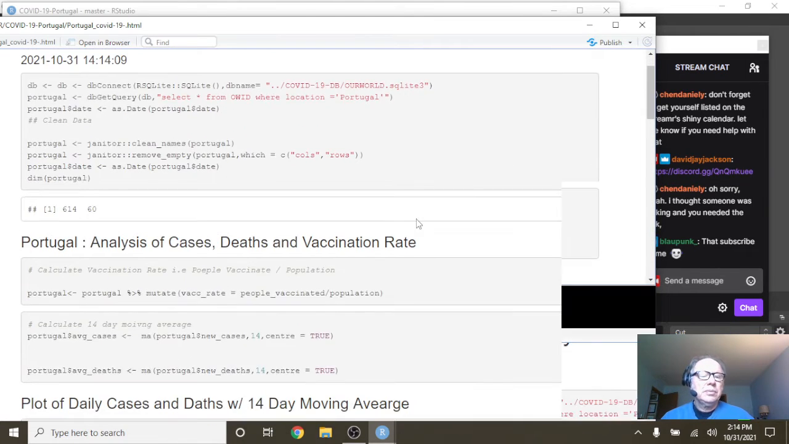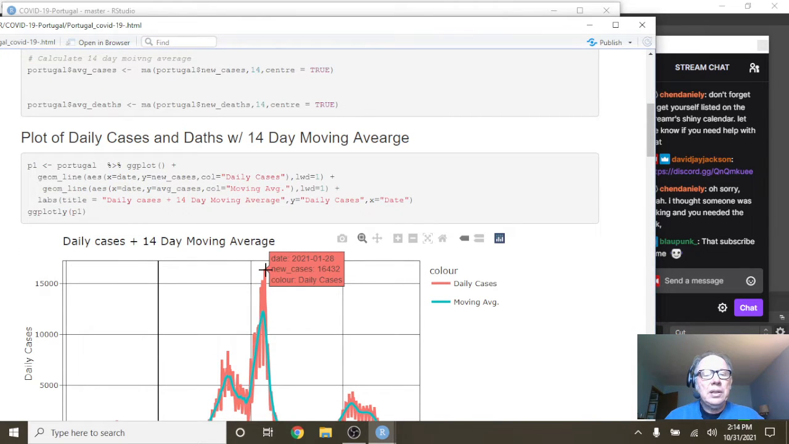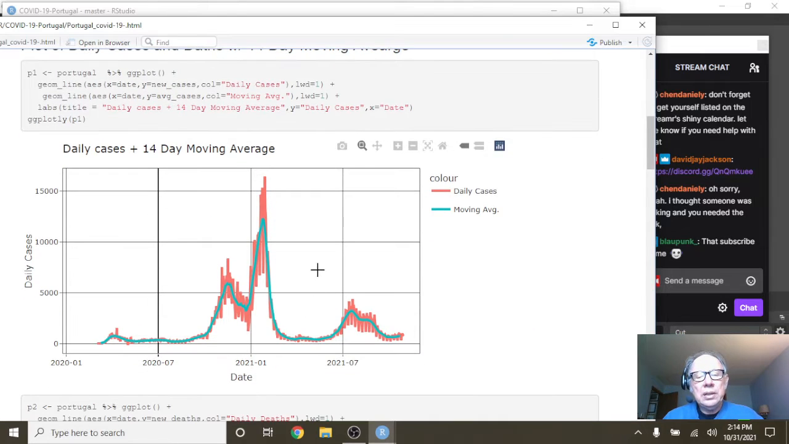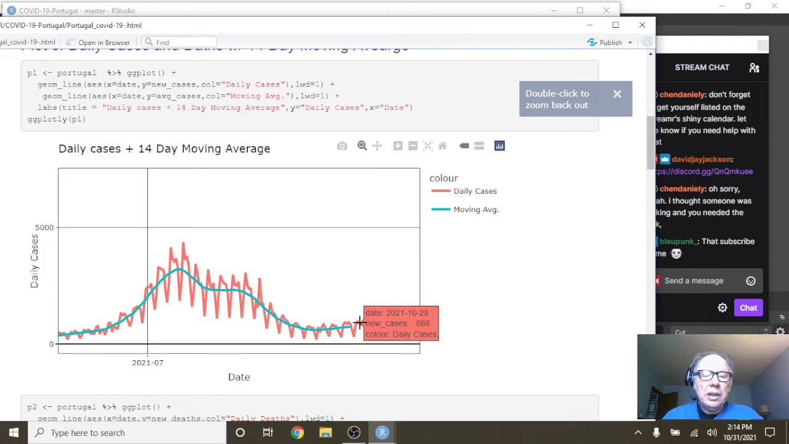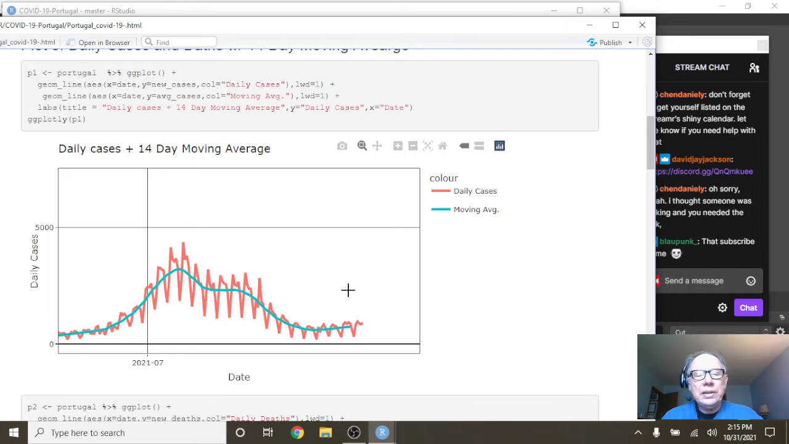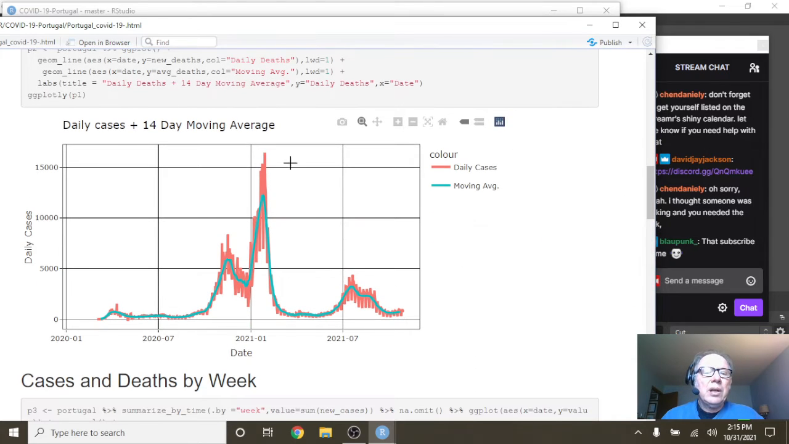We can see now that on January 28th, Portugal's cases peaked at 16,432 for a single day. And you can see over here that as of October 30th, the numbers have fallen to 911 cases for a single day, with an average of 730 cases per day. Now we can take a look at deaths.